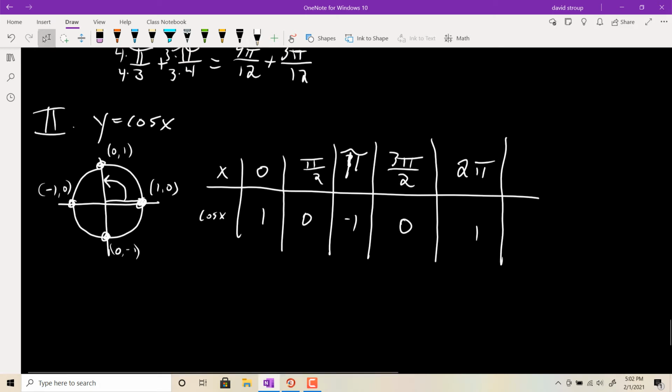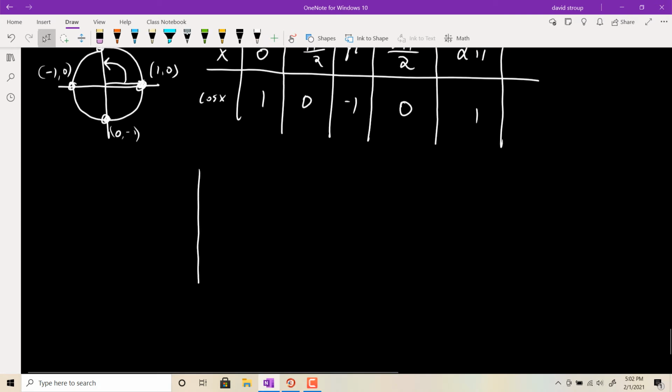So the picture then, we start at 0, going by pi over 2's this time.